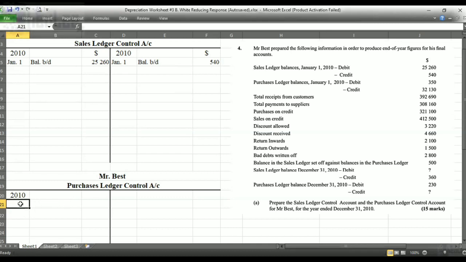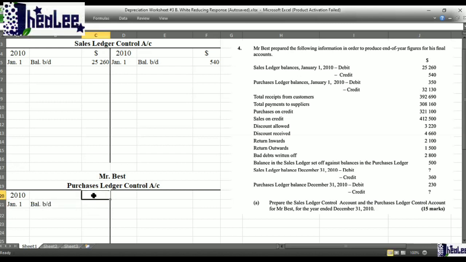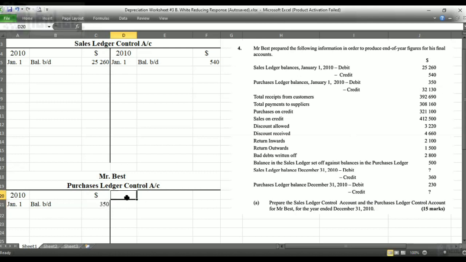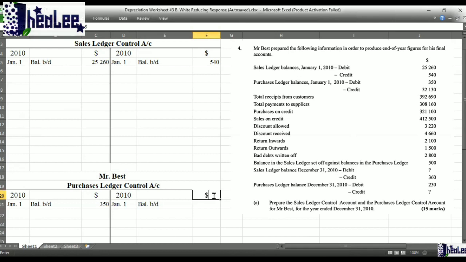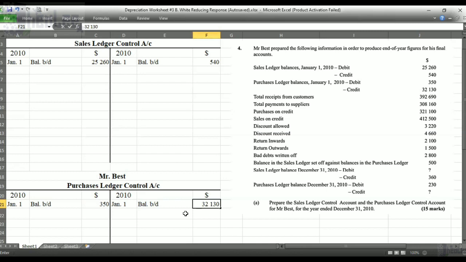Now, we're going to make the debit balance entry. So that's January 1, balance brought down, and the amount is $350. That's coming from the question, $350. And there is a credit balance, so that's 2010, January 1, balance BD, which is our details, and the amount is $32,130. So we're finished with the opening balances.